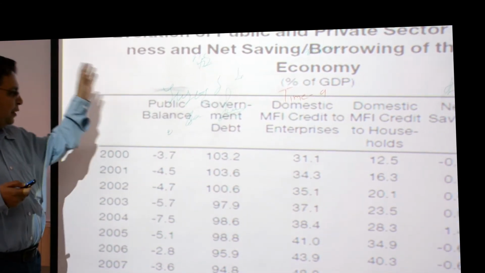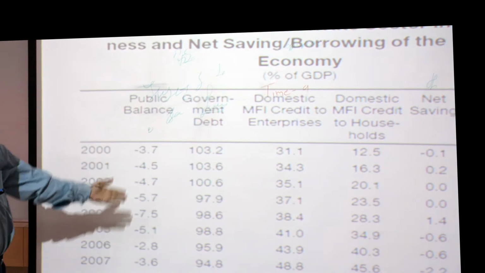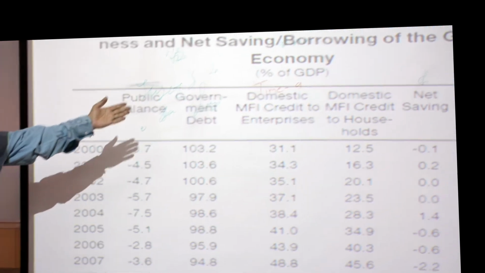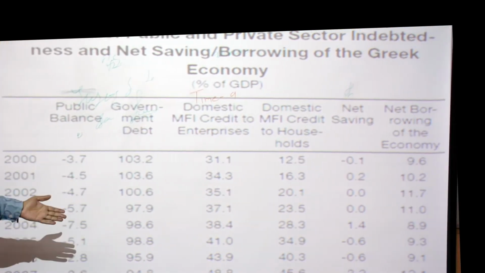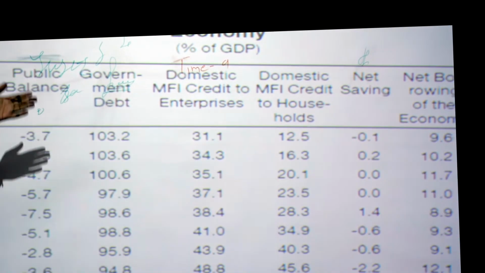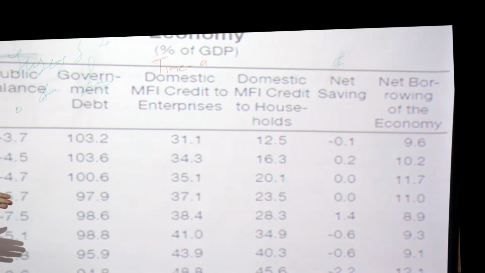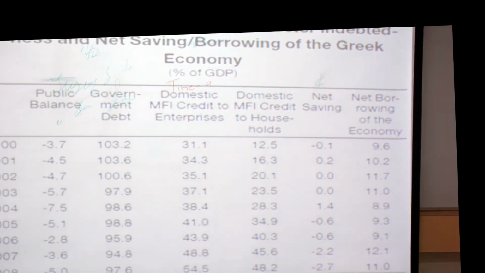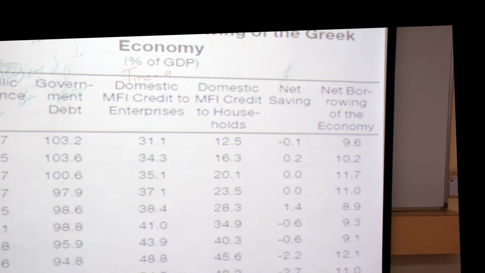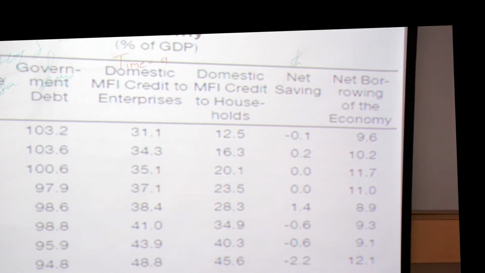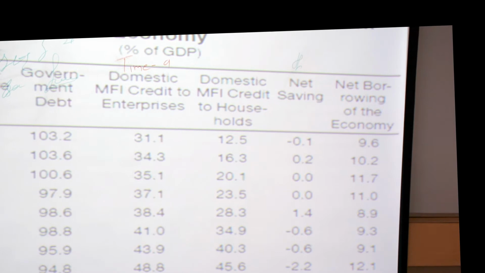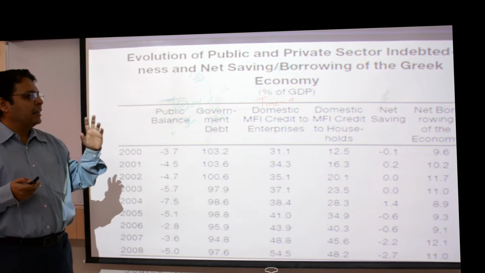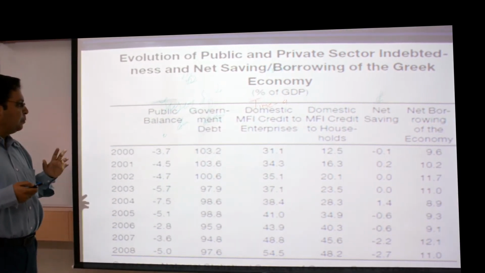The government debt, as a percentage of GDP, even in 2008 was 97.6%. The credit to domestic enterprises was 54.5%, and the credit to households was 48.2%. By 2008, the net savings of the economy was -2.7% of the GDP, and the net borrowings of the economy was 11% of the GDP. So, although an expansionary fiscal policy was carried on, it was being carried on at the expense of heavy governmental borrowing.